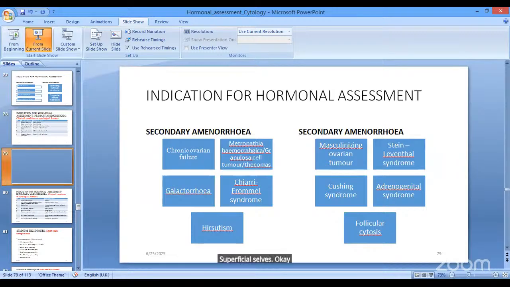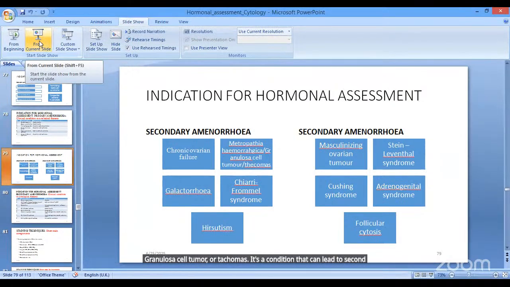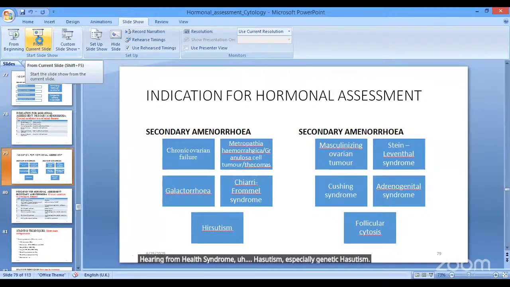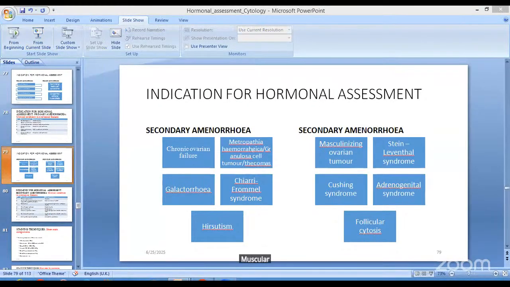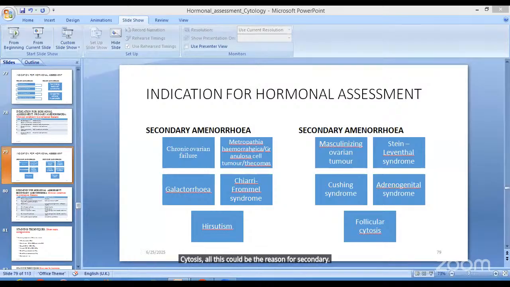The indication could be secondary amenorrhea, and secondary amenorrhea can be caused by chronic ovarian failure or metropathia hemorrhagica, granulosa cell tumor, or thecomas. It's a condition that can lead to secondary amenorrhea or galactorrhea. Chiari-Frommel syndrome, hirsutism, especially genetic hirsutism, masculinizing ovarian tumor, Stein-Leventhal syndrome, Cushing syndrome, adrenogenital syndrome, or follicular cysts. All these could be reasons for secondary amenorrhea. They have to be investigated.